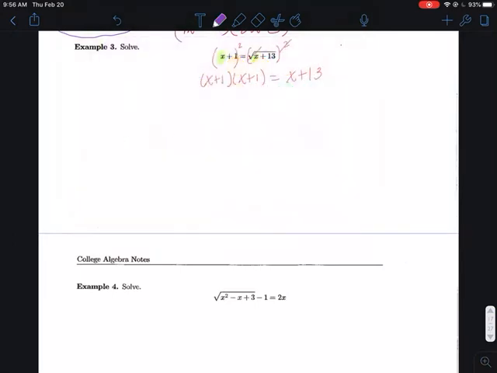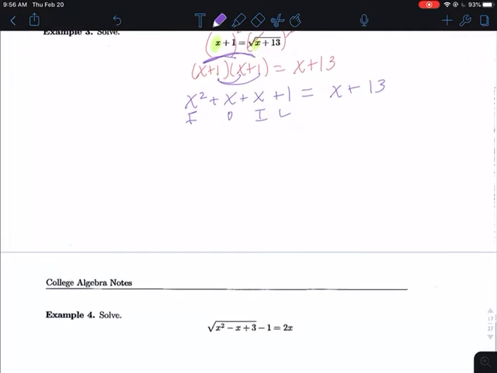On this left side, I'm going to have to multiply this out, so you'll use FOIL. So x times x is x squared. x times 1 is 1x. Then you come back, 1 times x is 1x, or just x. And then 1 times 1 is positive 1. So I use FOIL: first, outer, inner, last. Combining like terms, you get x squared plus 2x plus 1 equals x plus 13.